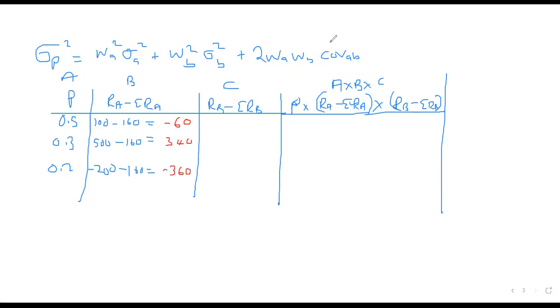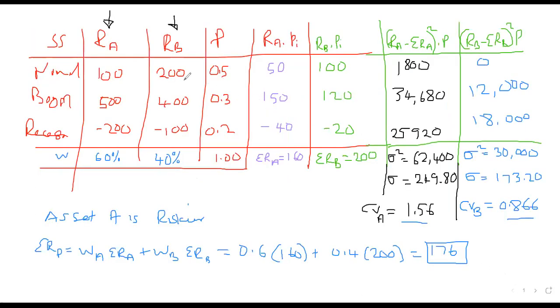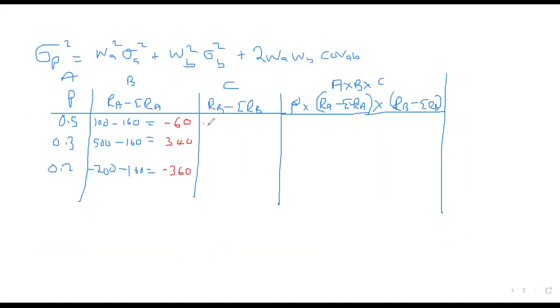Okay. We do the same for B. Here the values were 200, 400, negative 100, and the expected return was 200 throughout. So we are subtracting the expected return of 200 from 200, 400, negative 100. What are we getting? You're getting 0. You're getting 200. You're getting negative what?